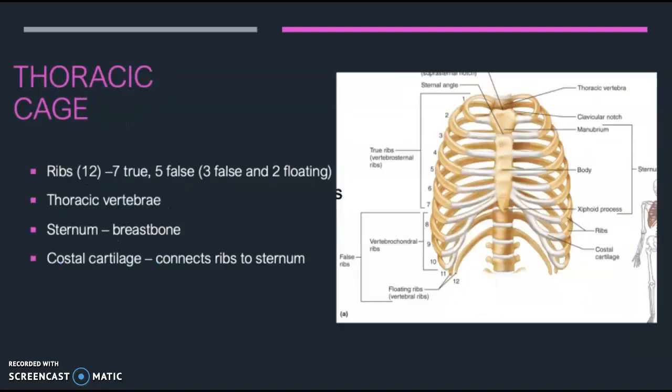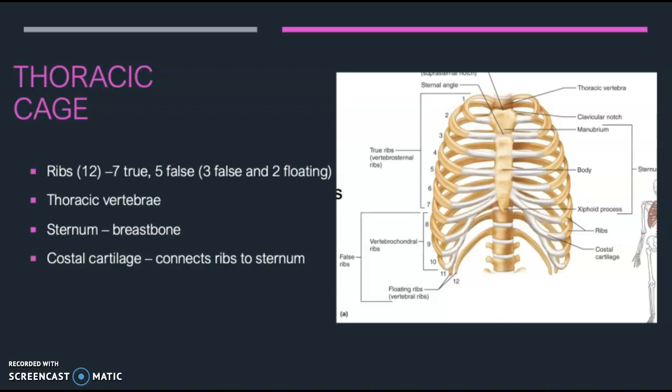Then we go on to the thoracic cage, which protects most of your organs like your lungs and your heart. So first we have ribs. We have 12 of those. You can see them labeled on the picture. We have true ribs, and we have 7 of those. And then we have 5 false ones. You can see at the bottom there are 3 false ones, and then at the very bottom there are 2 floating. They don't actually connect to anything. They're kind of just floating in the air.